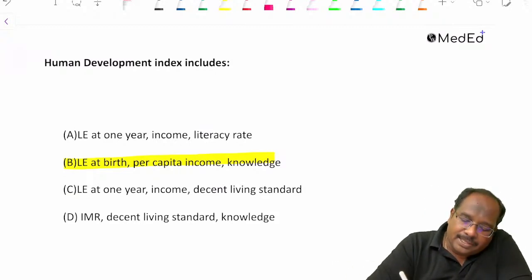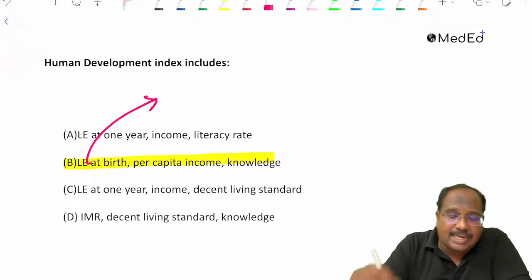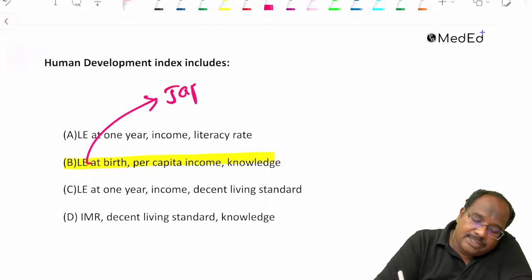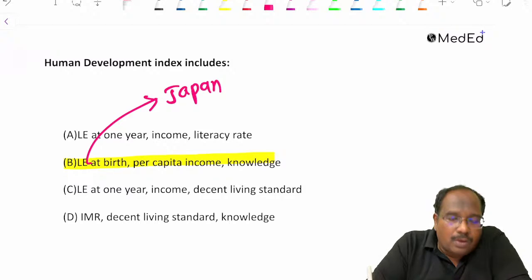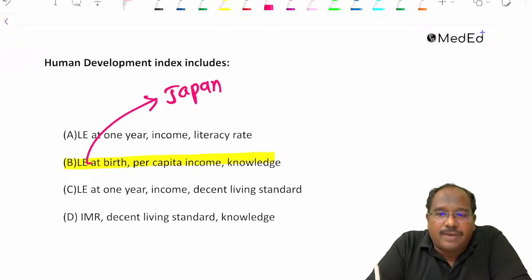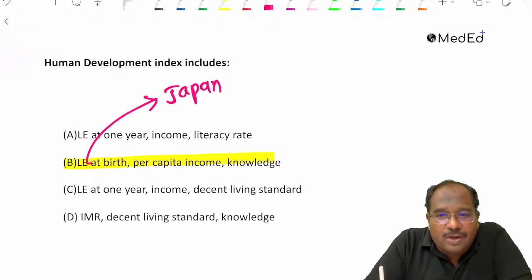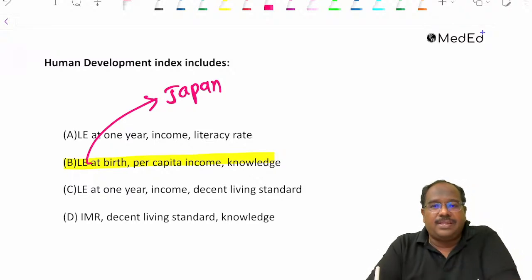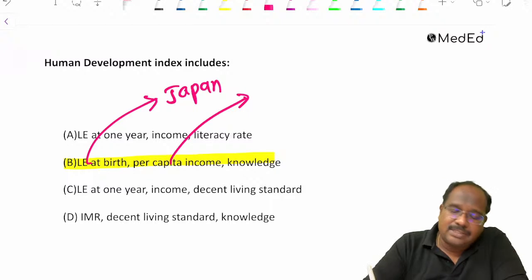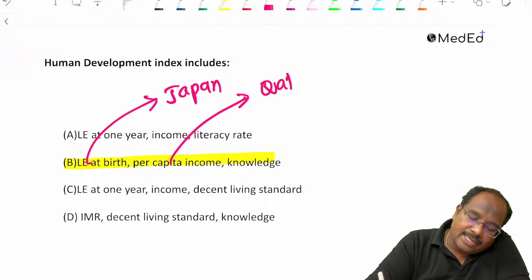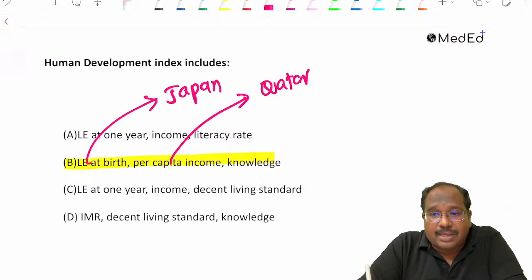So life expectancy at birth, which country is taken as standard? Japan is taken as standard. For countries we can call India, UK, Pakistan. World Cup is going on now, so we can also calculate the quality of life in these countries. Per capita income, which country is taken as standard? You can take Qatar as standard.